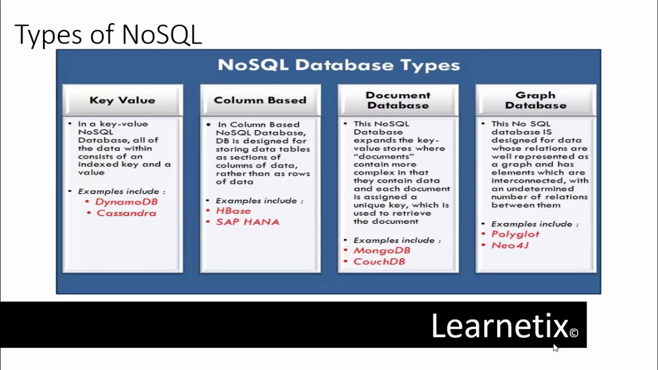And the last is the graph database. This database is designed to handle whole relations represented as a graph, and has elements which are interconnected with an undetermined number of relations between them, like polyglot and Neo4j. So these are the different types of NoSQL databases.